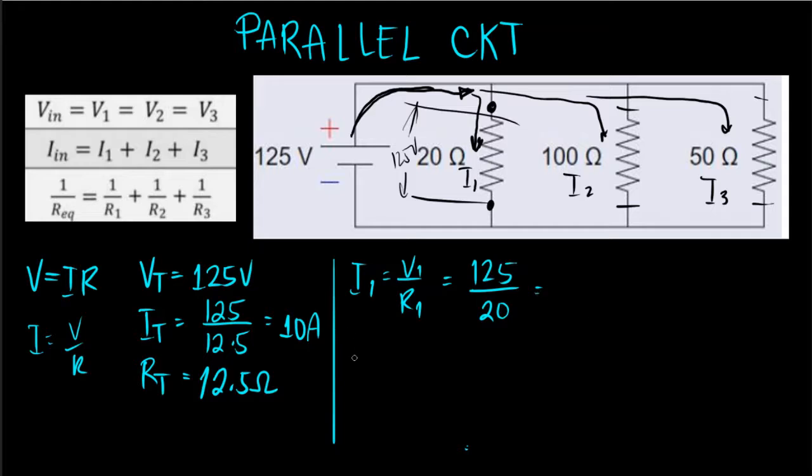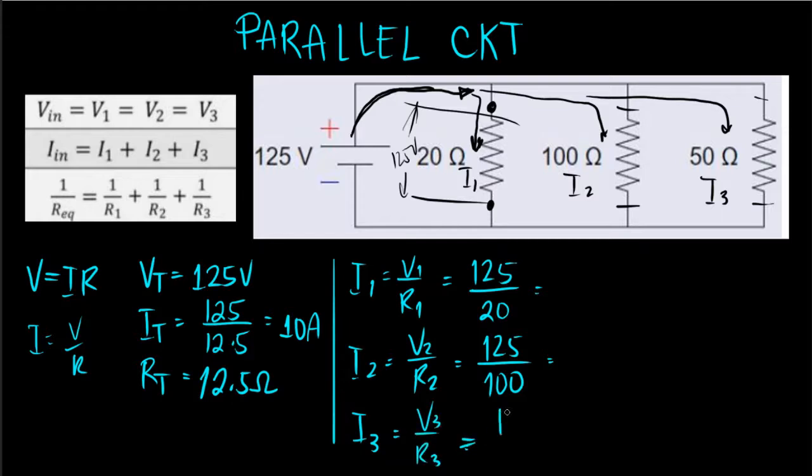Then proceed to 2. So, I2 is V2 over R2. Our V2 is still 125, and our R2 is still 100, as given. So, I3 is V3 over R3, so 125 over 50. Okay. So, 125 divided by 20 is 6.25 amperes. 125 divided by 100 is 1.25 amperes. And 125 divided by 50 is 2.5 amperes.